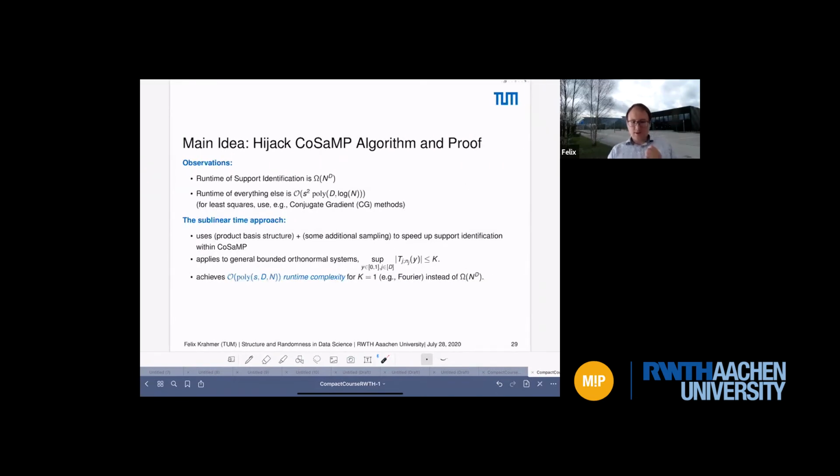Okay, so the approach that I will talk about now, we have to somehow use the product basis structure, because obviously if we don't have building blocks that are of smaller size than this exponential, then there's nothing we can do. But in order to make best use of it, we use some additional sampling, and then this can be done better. An important side effect is that we don't really use the exact nature of these systems, except that they need to satisfy some orthogonality condition, so that includes orthogonal polynomials that are also used in these applications.